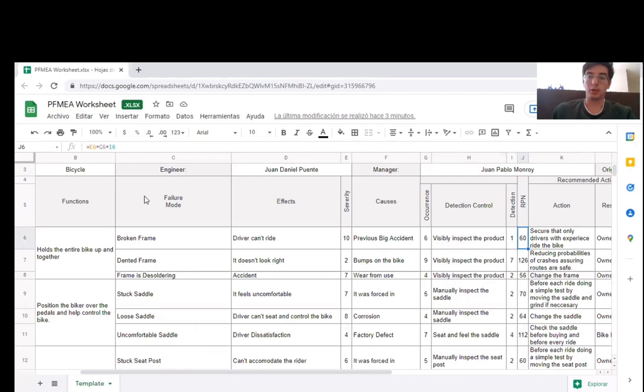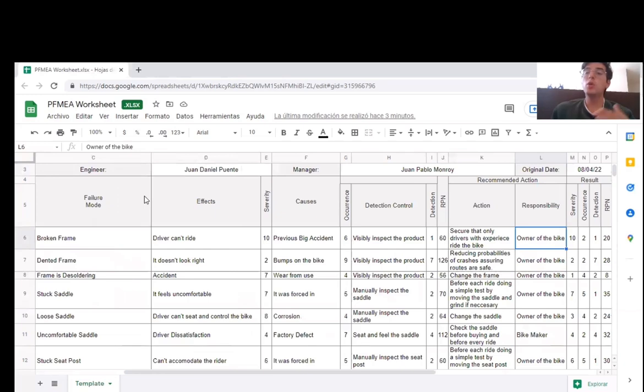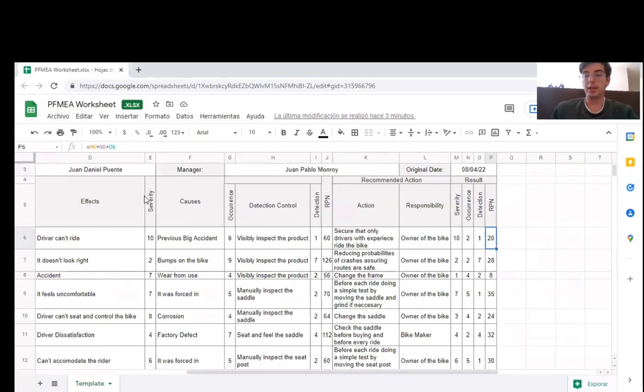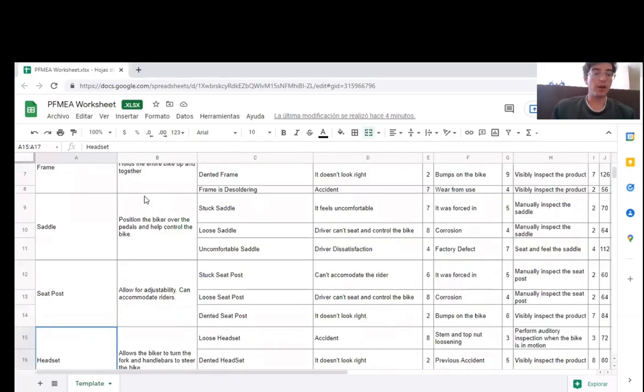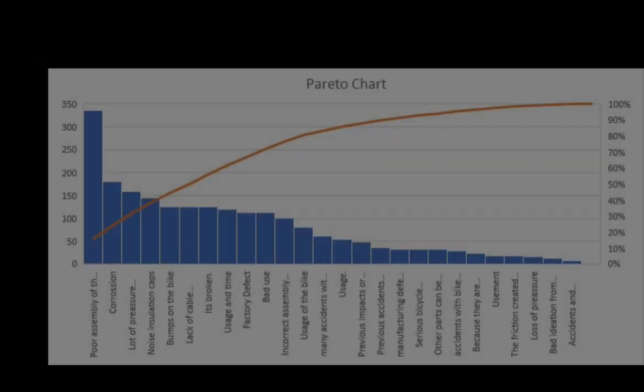And then the RPN, that is the multiplication of severity, occurrence, and detection. The action, which is the action you will do, or who will do it. This is the responsibility. Who will do this action that can reduce severity or occurrence or detection or both or the 3. So the RPN in this case could also get low. So with this action that the responsible will do, we get the new severity, the new occurrence, the new detection, and of course, the new RPN. We do exactly the same for each part, for each product in this case.